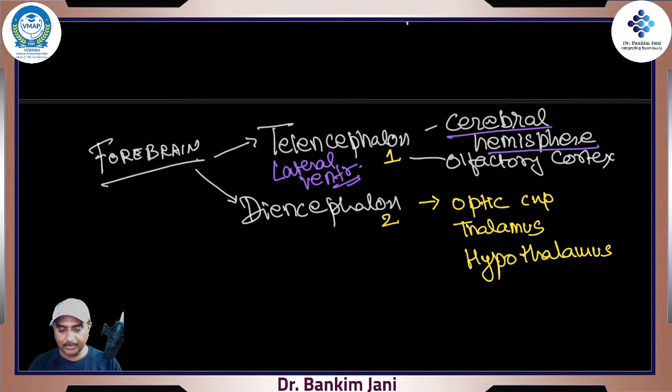And telencephalon, this is olfactory. Diencephalon, that is optic, right? These are cranial nerves, right? These are the cranial nerves. I'm just writing CR, right? Cranial nerves.